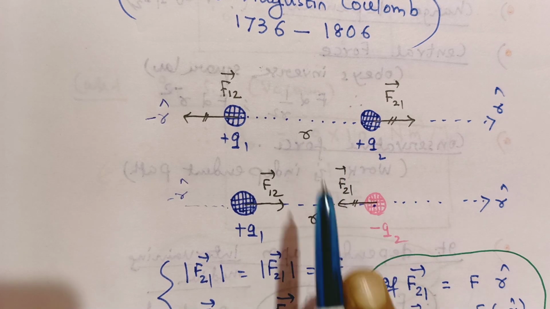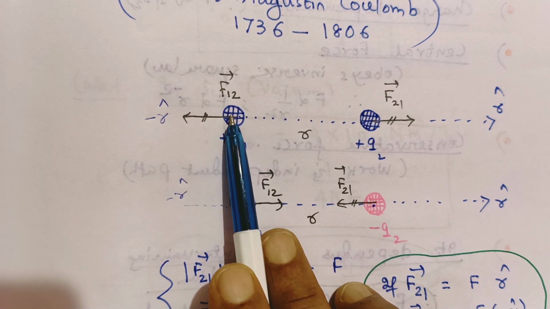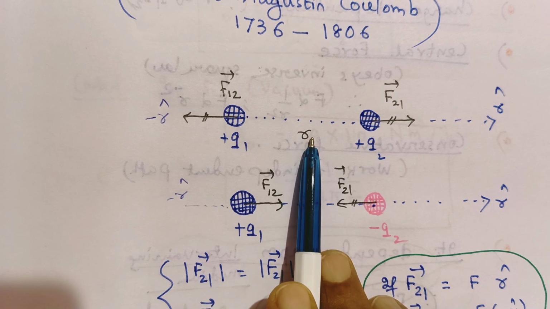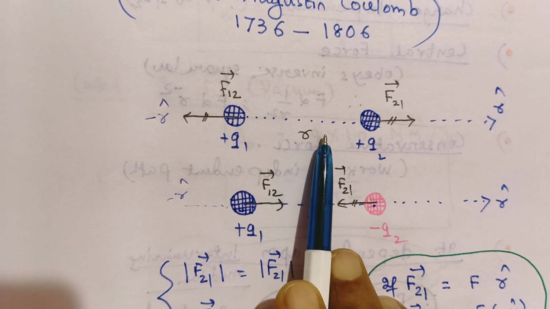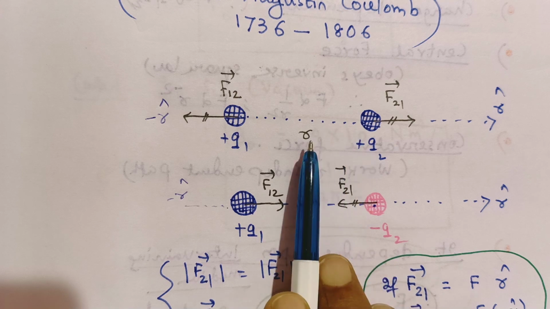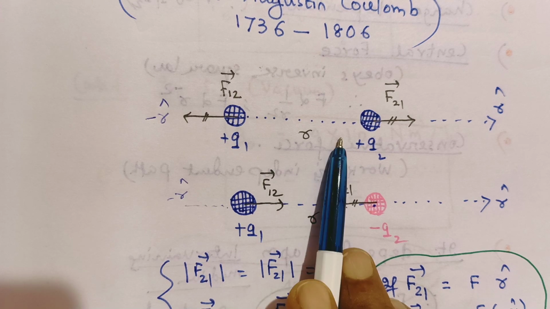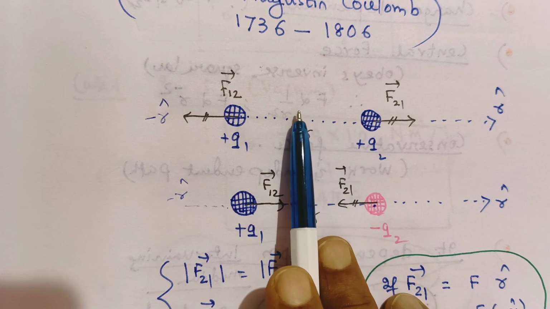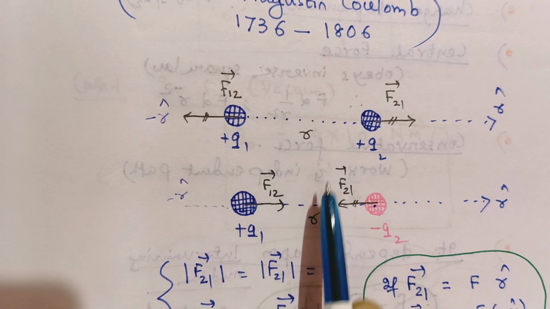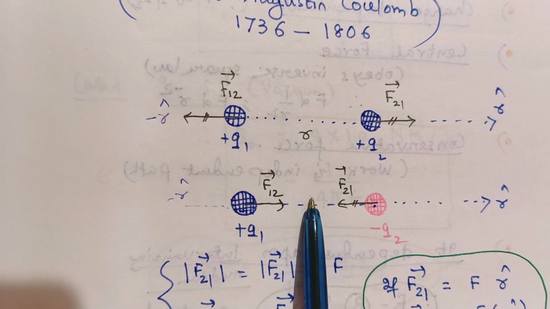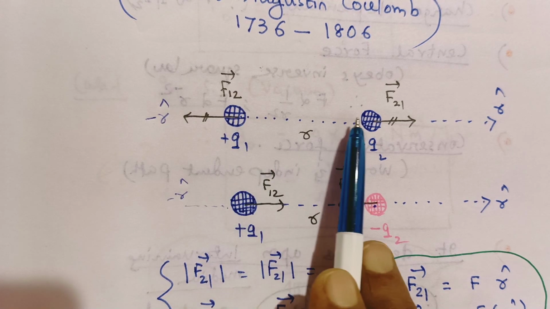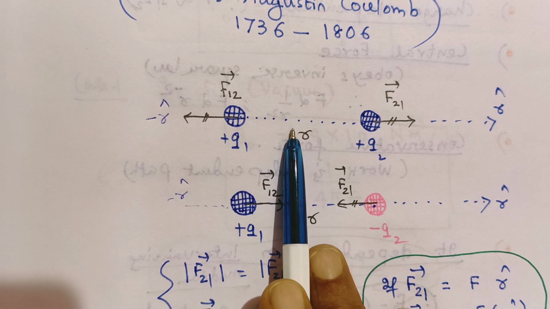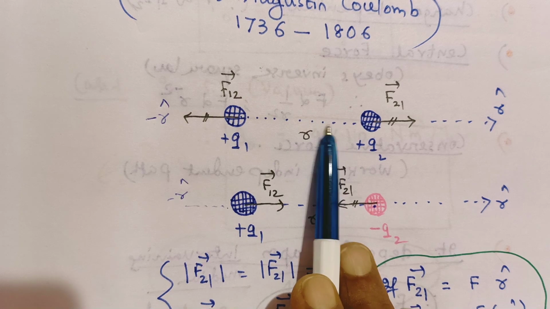The amount of force is directly proportional to the product of the charges and inversely proportional to the square of the distance between them. That means he explained that if the magnitude of charges increases, then the force of repulsion or attraction increases. Similarly, if the distance between two charges increases, then the force of interaction between them decreases.